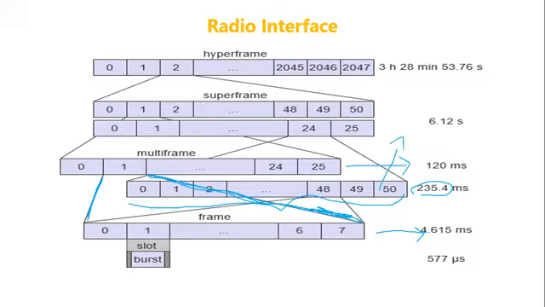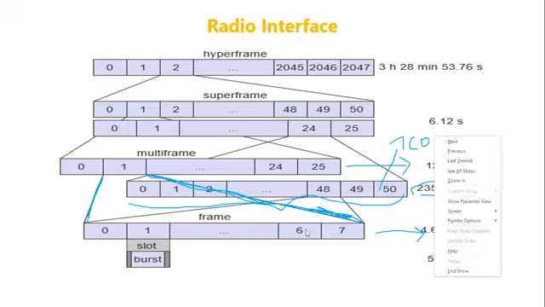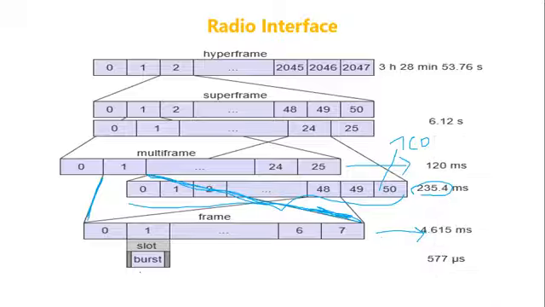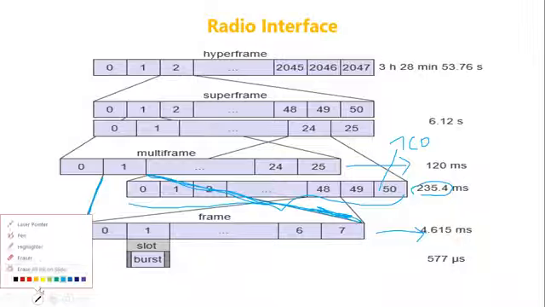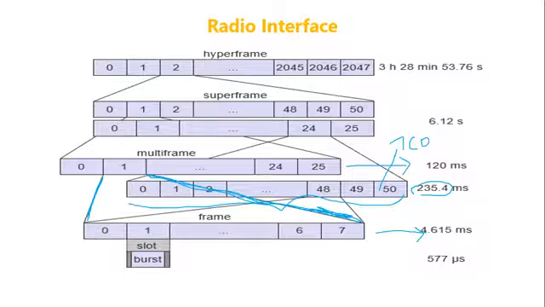This control multi-frame contains all signaling information. How is this control multi-frame formed? It is formed by joining 51 TDMA frames. So this particular thing is called the control multi-frame.